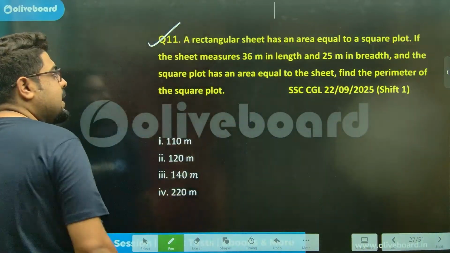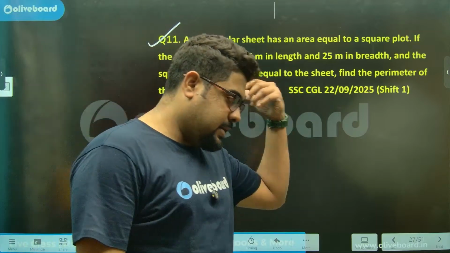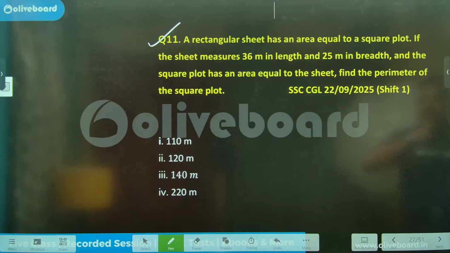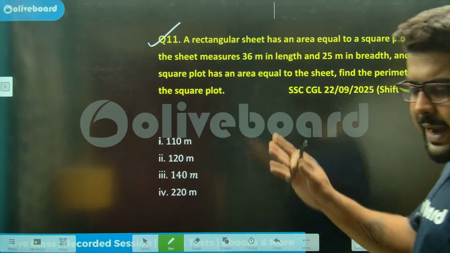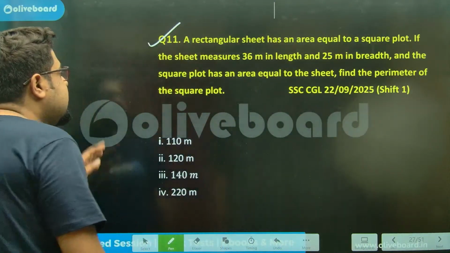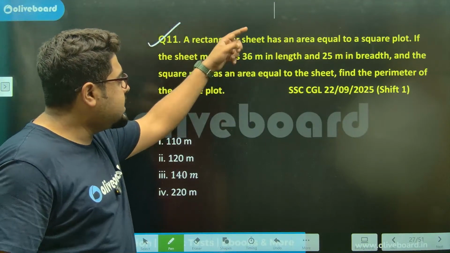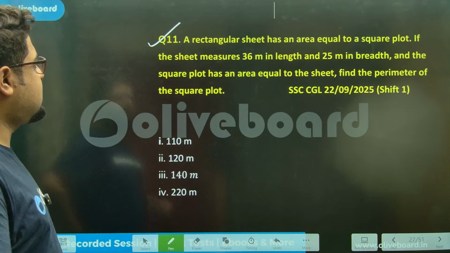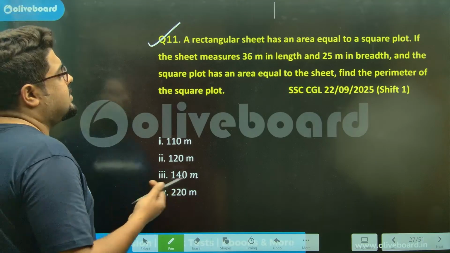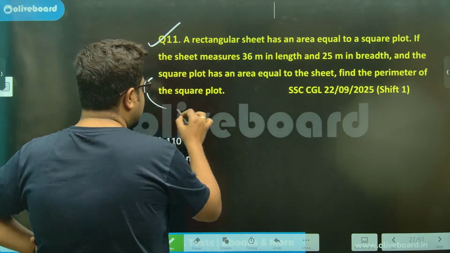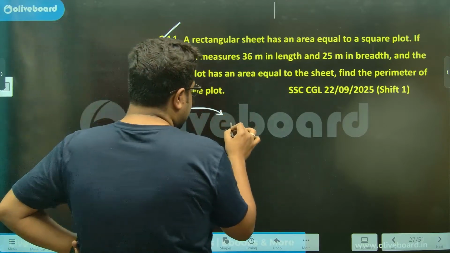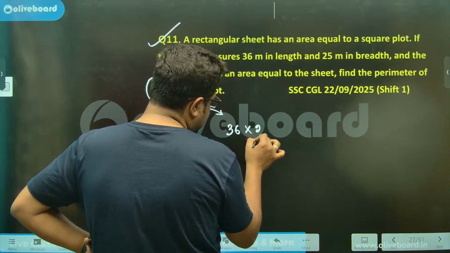So again, a rectangle and square mixed. Let's see how we can do this. Read it, please. Rectangular sheet has an area equal to a square plot. So area is the same, given. If the sheet measures 36 and 25, the square plot has an area equal to the sheet. It is already given. Perimeter, sir. Very, very simple. Maybe one of the easiest questions of the entire thing.